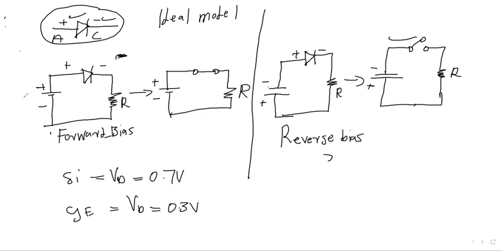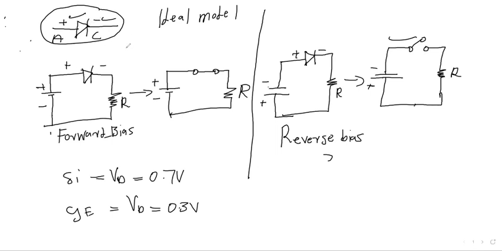So now let's see a diode and its explanation. Here is the symbol of a diode. It has positive and negative: positive is the anode, negative is the cathode. The symbol of a diode is a triangle with a line.